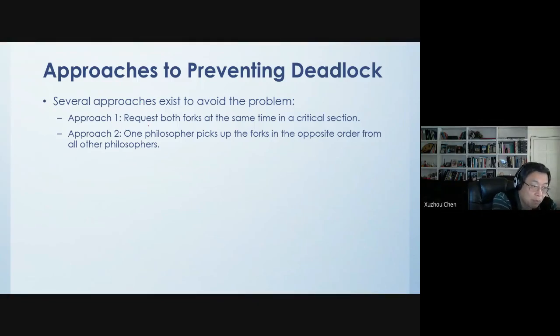Several approaches exist to avoid the problem. Approach one: request both forks at the same time in the critical section. That means they pick up both forks at the same time. Technically, it's possible, but when we write the program, you have to have some kind of order, right? But we can make sure that the two operations of P are executed as one piece.